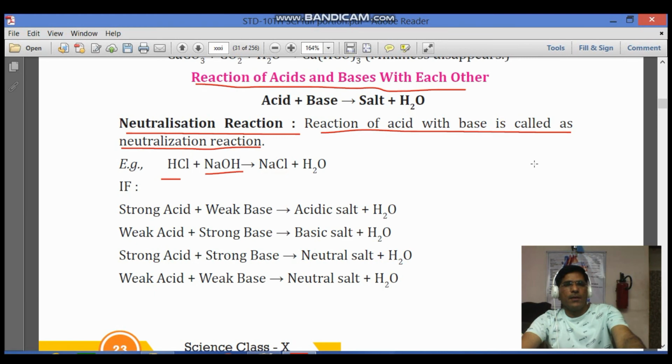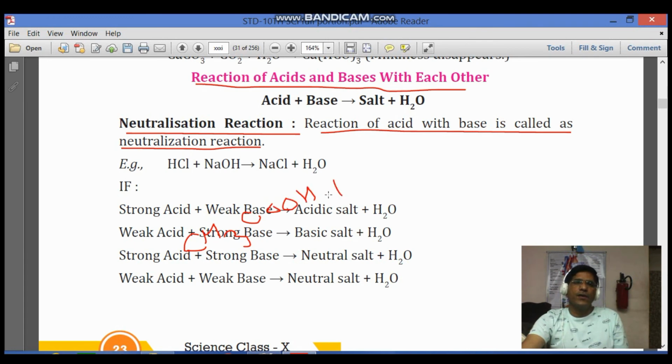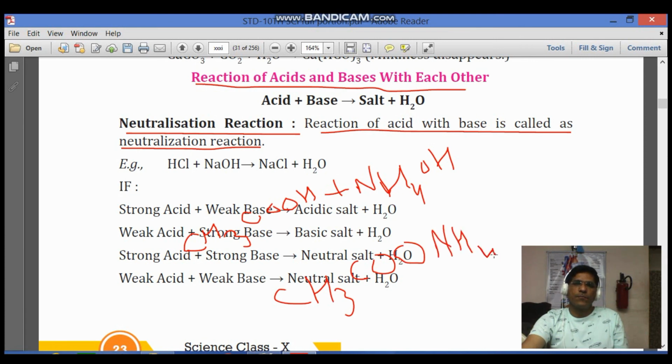One more, so three reactions are done; now weak acid and weak base. CH3COOH is our weak acid. Now for the weak base, I have already written NH4OH. If we react them, we get CH3COONH4 salt. So it is a neutral salt.